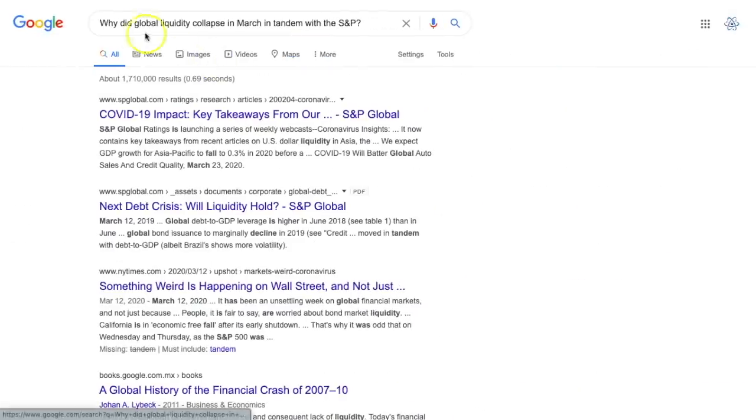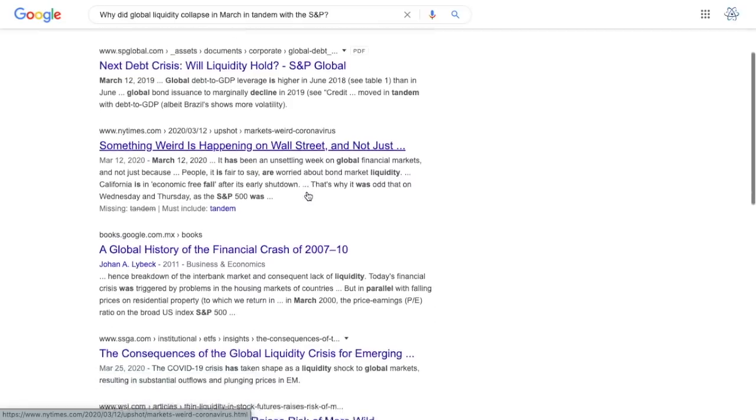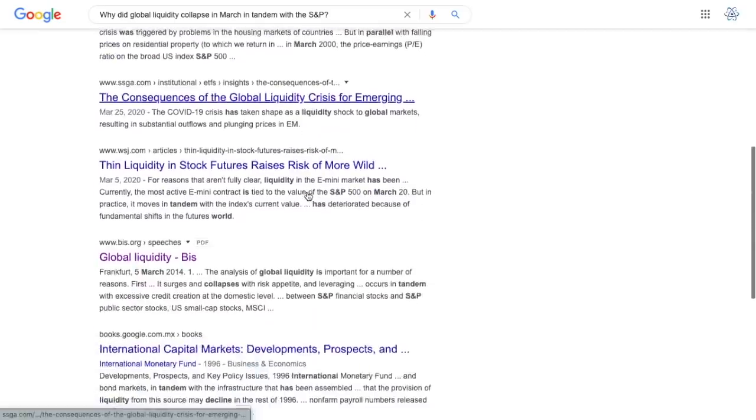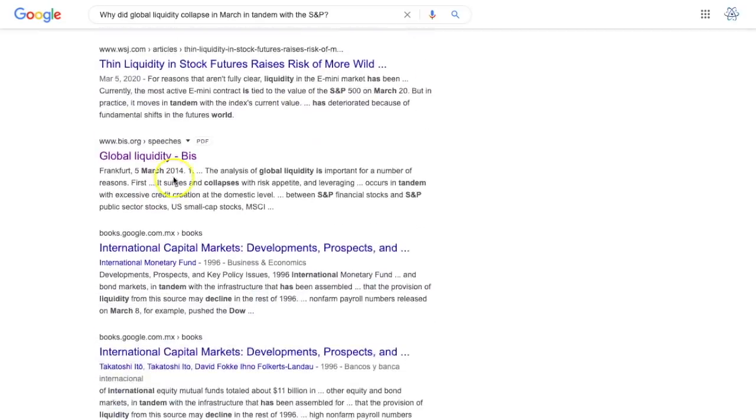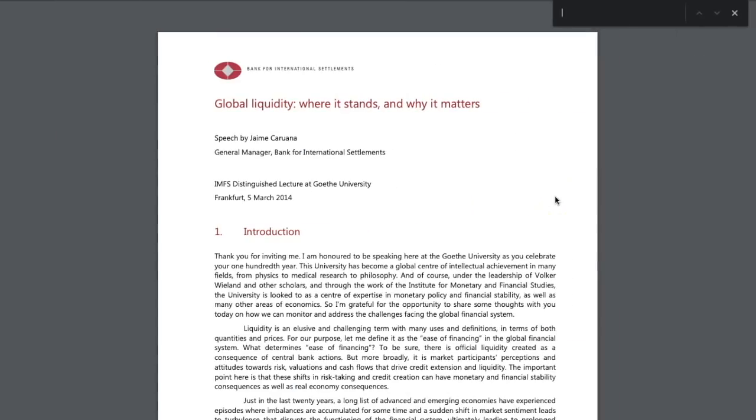I had to do some Googling, and I Googled that question. Why did the global liquidity collapse in March in tandem with the S&P 500? And I went through all of these links looking for any type of answer. And it wasn't until I got to this article from 2014 coming from the BIS, the Bank for International Settlements, which is the central bank of central banks, that I was able to gain some type of answer, because it said global liquidity, right? So this whole document was on global liquidity.